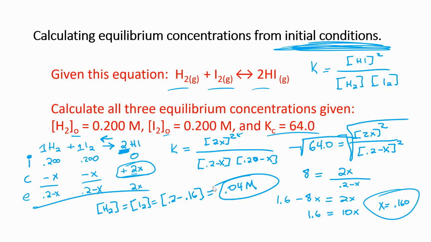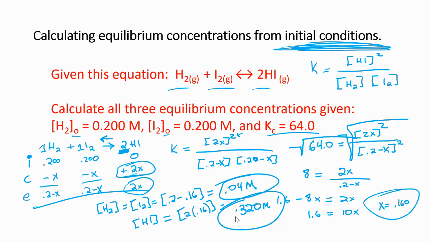Now, let's take a look at our product. Our product at equilibrium is just 2x. It's not 2x squared. The concentration is 2x. So HI is equal to 2 times 0.16, which is equal to 0.320 molar. And that is our answer. So those should be our answers.